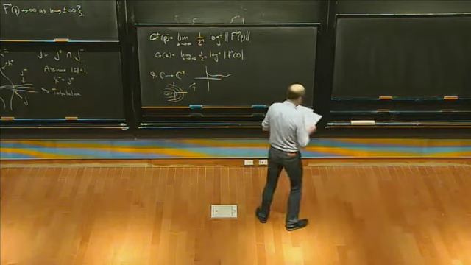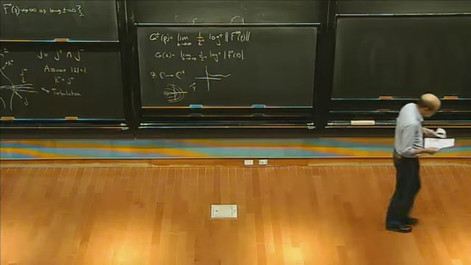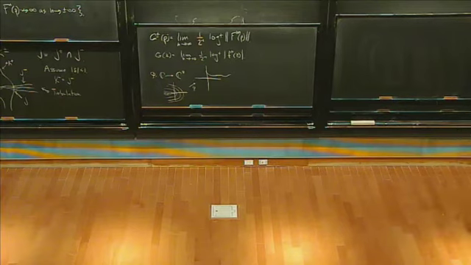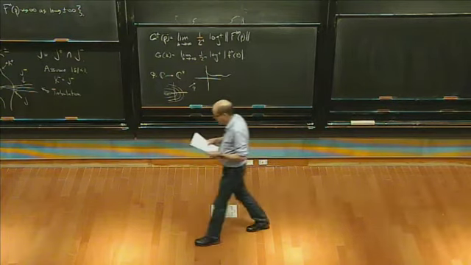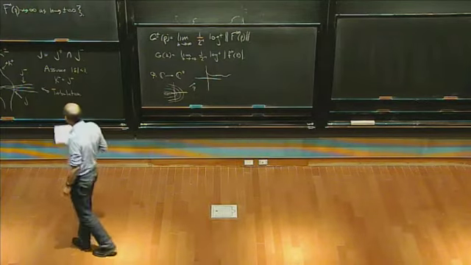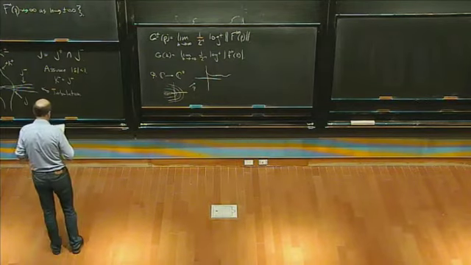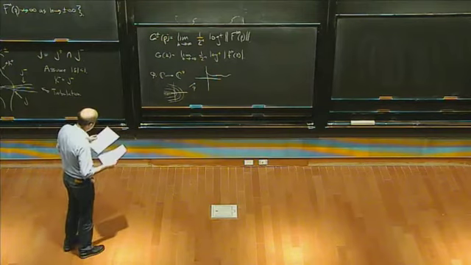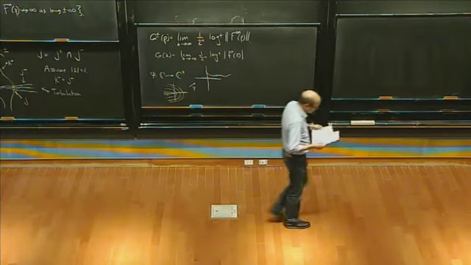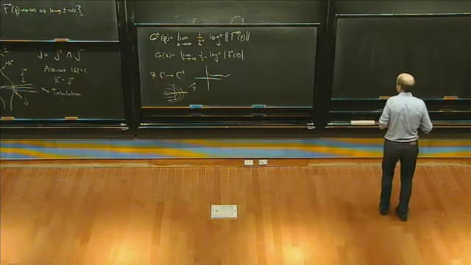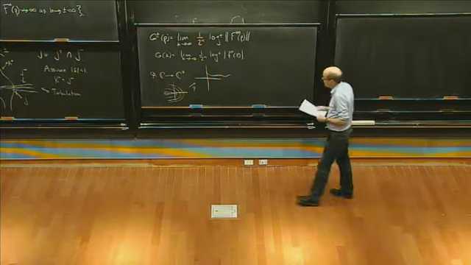Let me give you some examples of how potential theory works. Let's see, what do I want to do here? Oh yeah. So let me give you, if we describe potential theory in one variable.